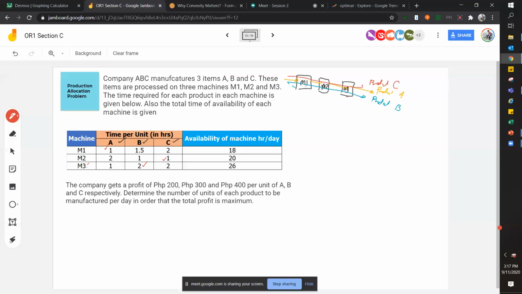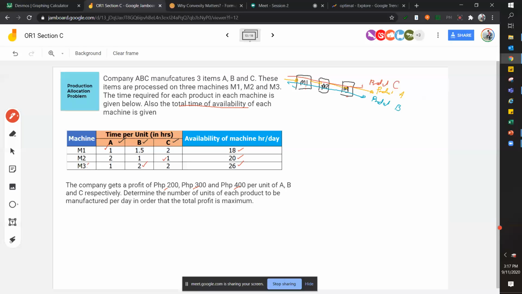Ngayon, naka-provide din dito yung total availability for each machine. For example, ito 18 hours kada araw. Si machine 1, machine 2, machine 3. Okay? And then, nakalagay yung profit, 200, 300, 400 for A, B, and C. Ilang product daw, ilang number of units daw for each product to be manufactured per day para ma-maximize natin yung profit.